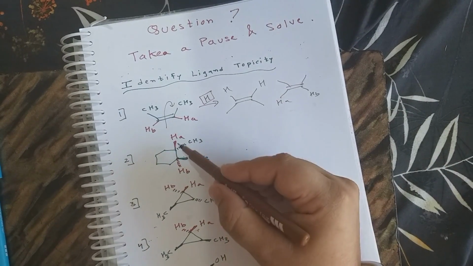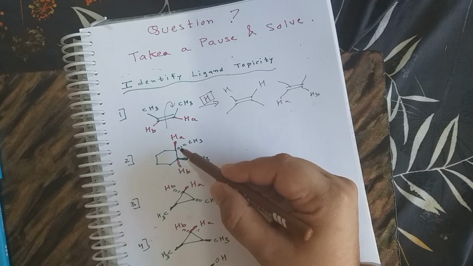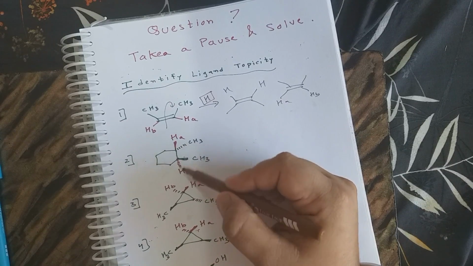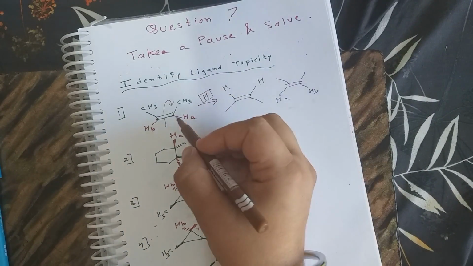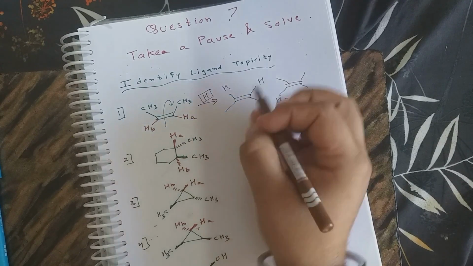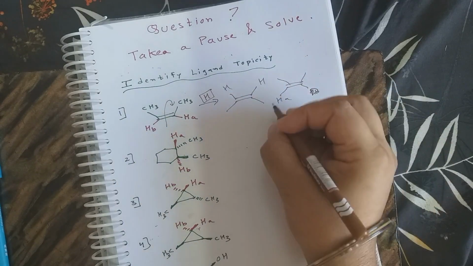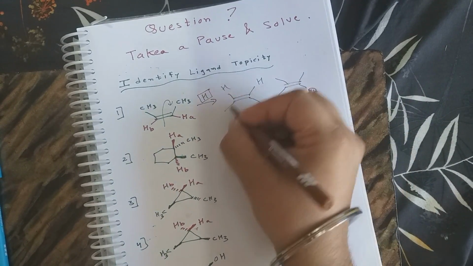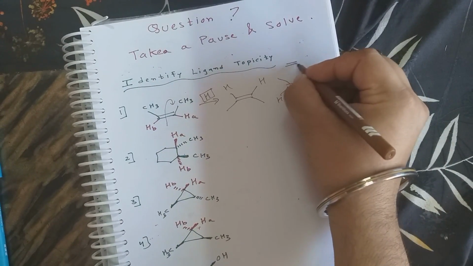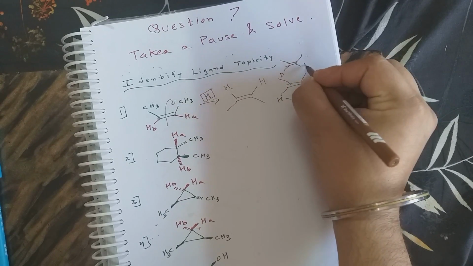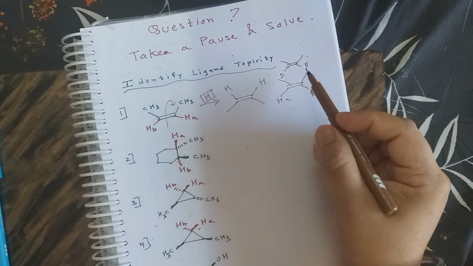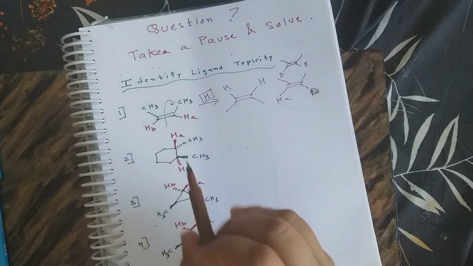Now similarly, I have to check this HA and this HB. You can also check this by replacing with deuterium. Replace one time this with deuterium and one time this HA. Suppose like this, change this to deuterium. Then by the substitution criteria also this will be the same. So this is homotopic.